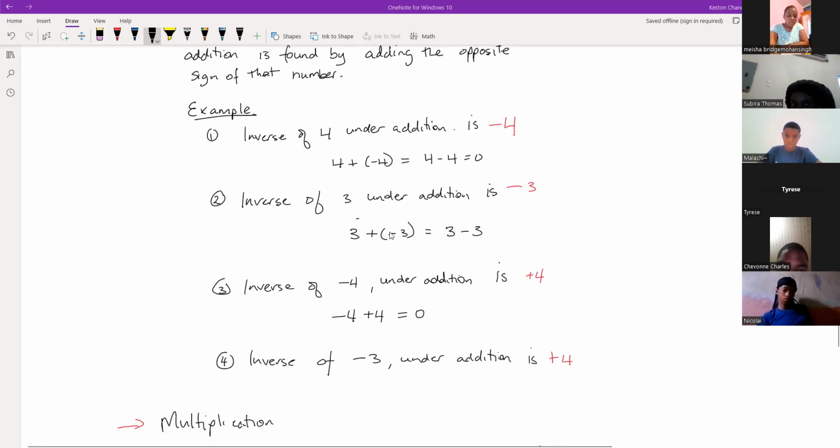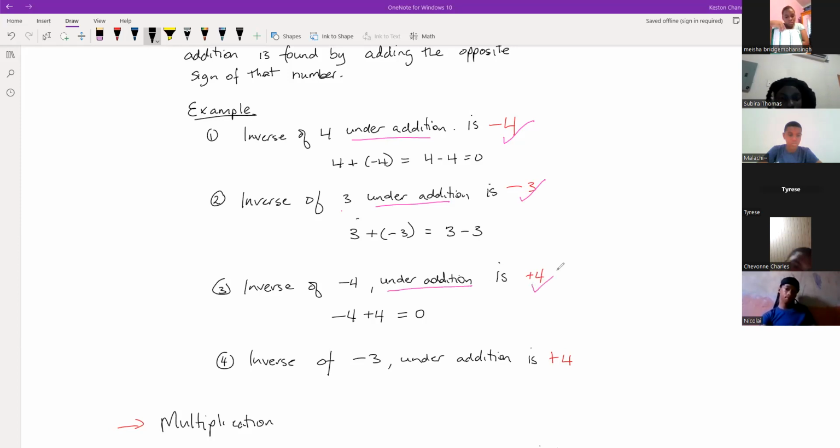Right, so notice with the examples, all I am doing is just changing the sign. Inverse of 4 under addition, -4. Inverse of 3 under addition, -3. Inverse of -4 under addition, opposite sign, +4. Inverse of -3 under addition, well, this shouldn't be +4. This should be +3. Good.